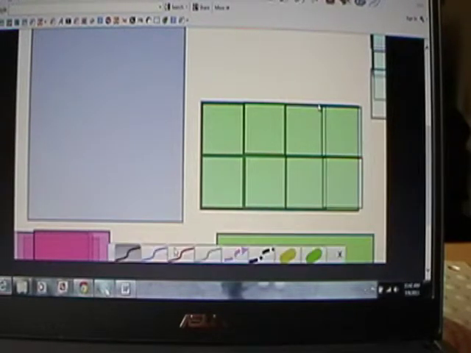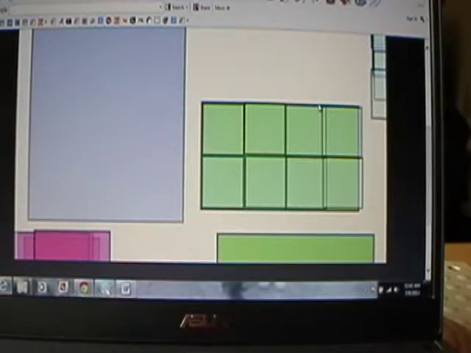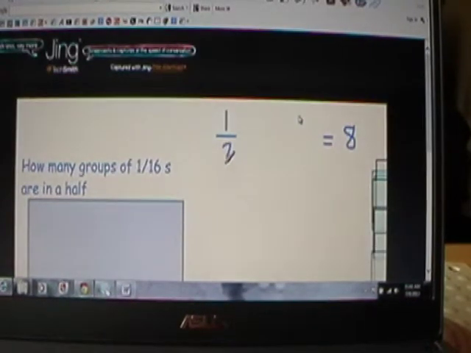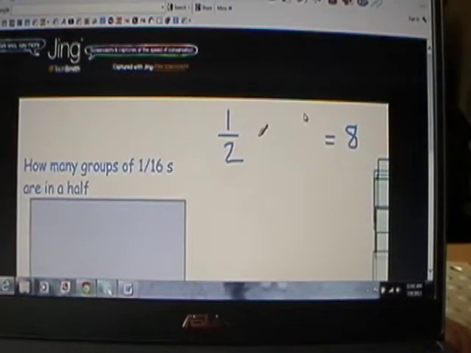Now the question is, would you know what this would look like if we were to write this as a division equation? Because we know the answer equals 8. But what would that look like? What was the dividend? The dividend in this case is a half. And we were trying to figure out how many equal groups of 1/16 we have in a half.